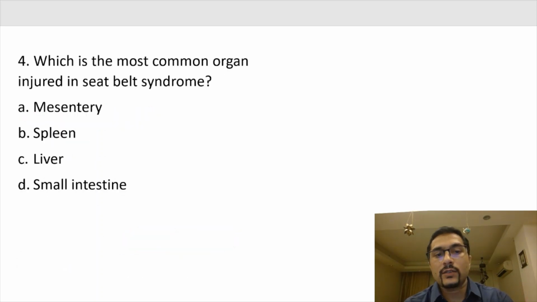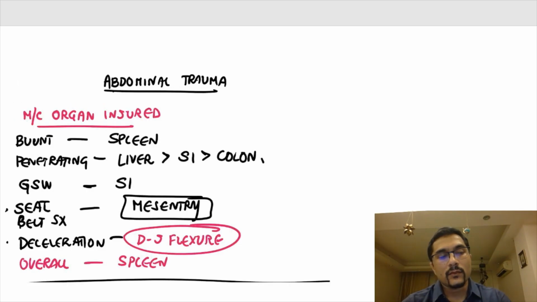So another question is, which is the most common organ injured in seatbelt syndrome? This has also been asked. In seatbelt syndrome, the answer is mesentery of the bowel. So please remember these one-liners. They've been asked quite frequently in the exam.